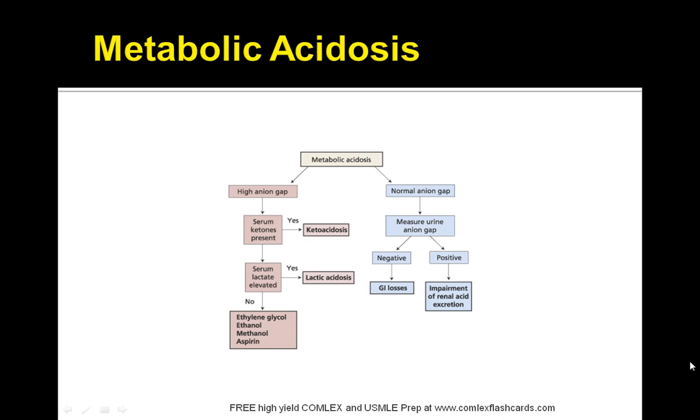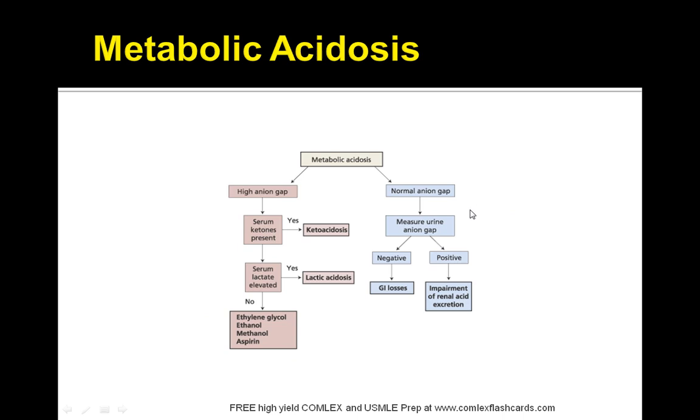Patients who have metabolic acidosis can have a high anion gap or a normal anion gap. For patients who have a high anion gap, you first look at whether or not there are serum ketones present. If there are, then you're looking at ketoacidosis. If the lactate is elevated, then you're looking at lactic acidosis. If none of these are elevated, then you're thinking about aspirin, methanol, ethanol, or ethylene glycol in your differential.